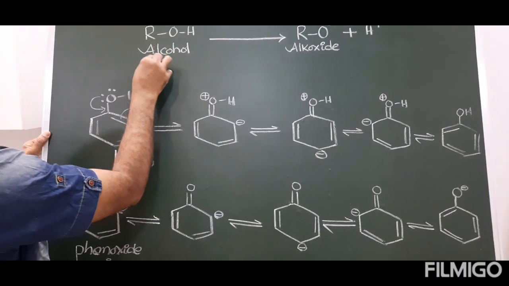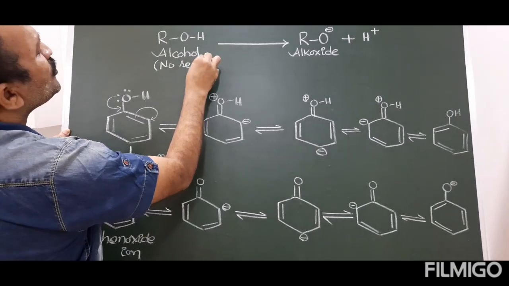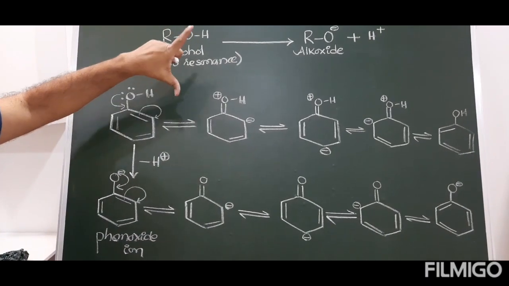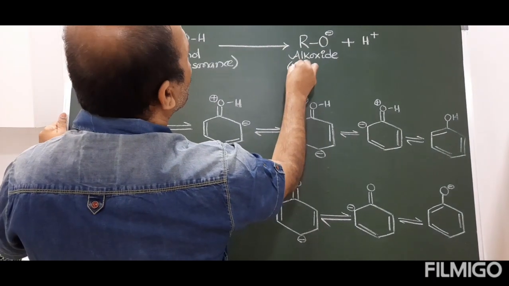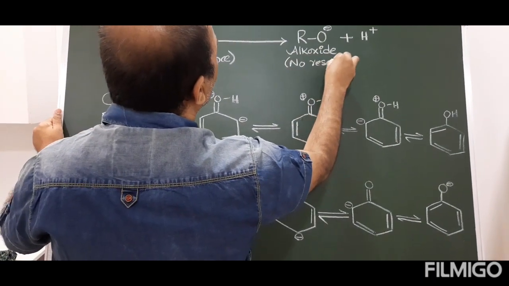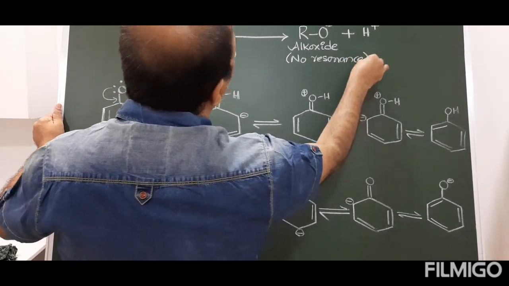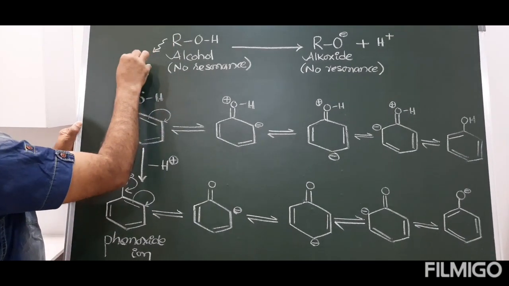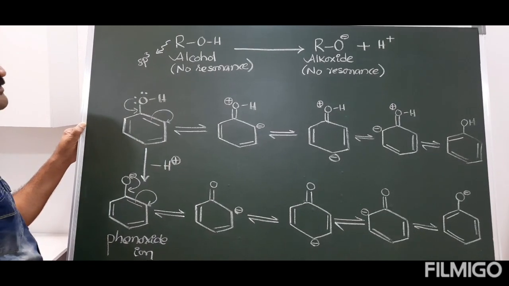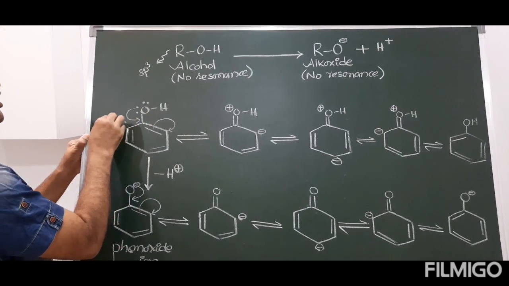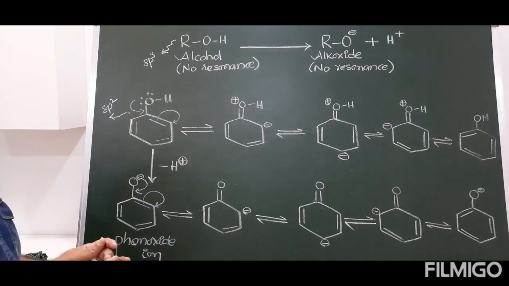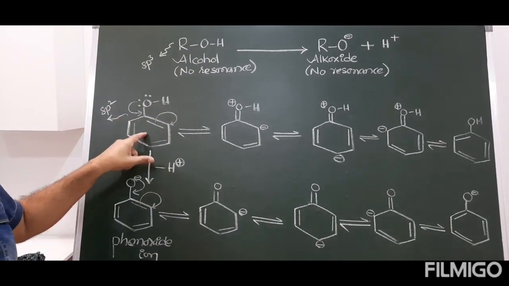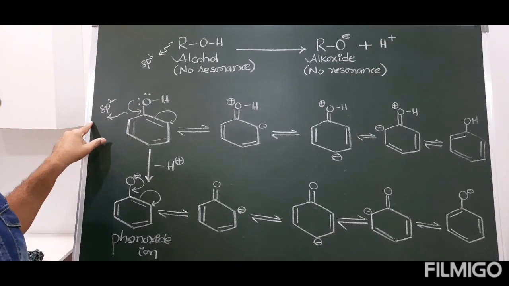Alcohol has no resonance. Generally, aliphatic hydroxy compounds are called alcohols. They have no resonance. In alkoxide also, resonance is not possible. This is the first point students have to remember. And the second point is, generally in alcohols, carbon is sp3 hybridized. In phenols, carbon is sp2 hybridized. In alcohols, the OH group is located on an sp3 carbon. In phenols, the OH group is located on an sp2 hybridized carbon.